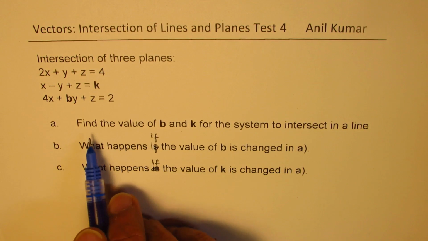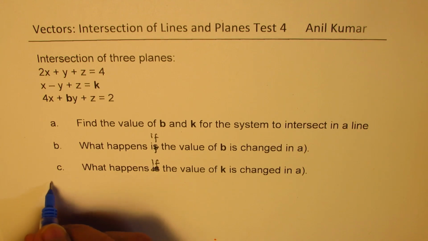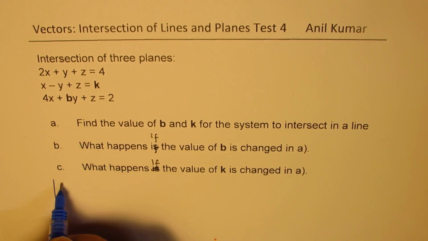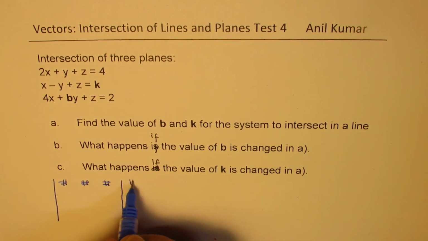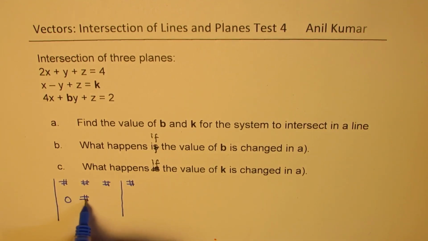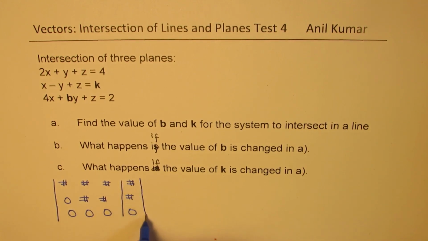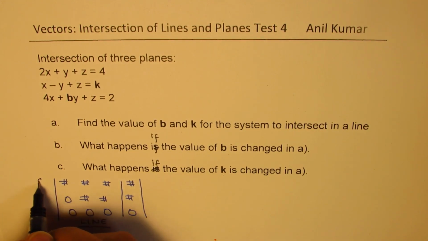So part A is we need to find the value of b and k for the system to intersect in a line. It really means that if we are working with augmented matrix, we are looking for a situation which could be something like this. We can have 0 here, some number, but more important, 0, 0, 0, and if you get this situation, that means the intersection is a line, right? So this means we are looking for a line, which means infinite solutions, correct, which is part A.